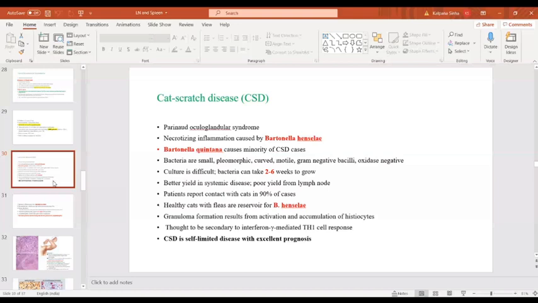Okay, so now coming to cat scratch disease. This is also known as Parinaud oculoglandular syndrome. It is a necrotizing inflammation, so remember there will be necrosis, caused by Bartonella henselae. These are small pleomorphic curved gram-negative bacilli, and culture is difficult. The normal reservoir is healthy cats with fleas, and there is granuloma formation due to a Th1 response. It is a self-limited disease with excellent prognosis.